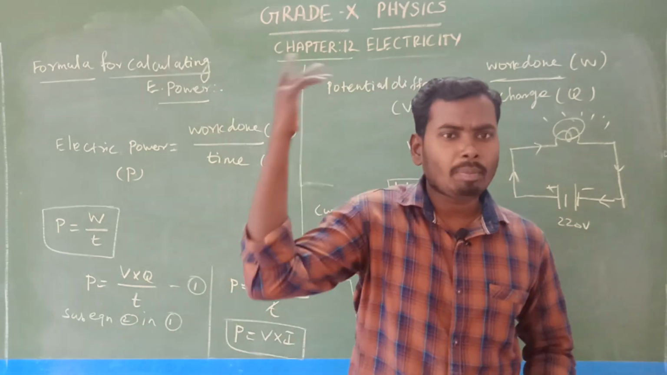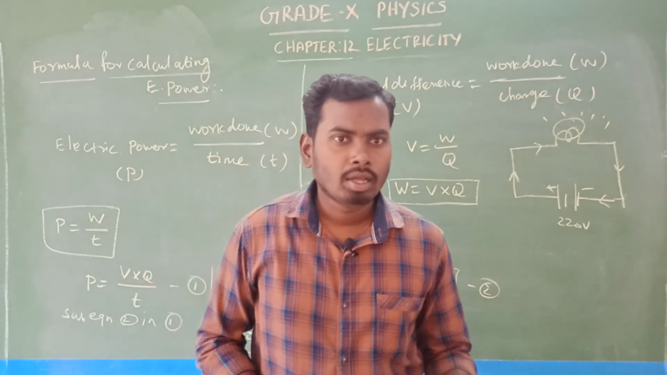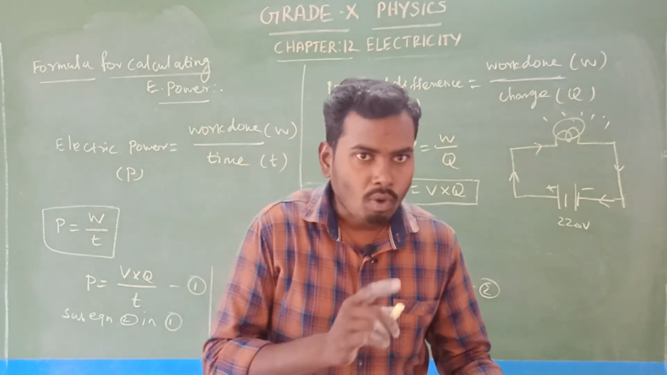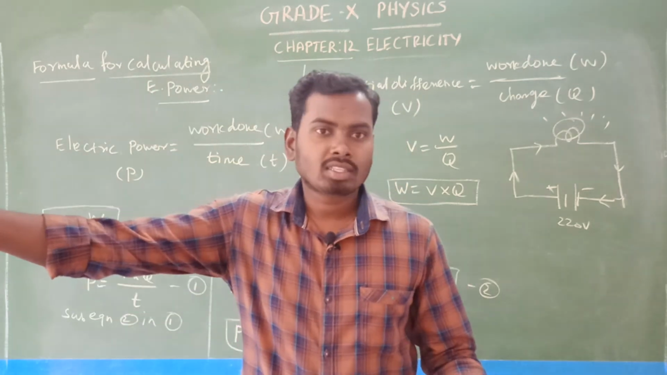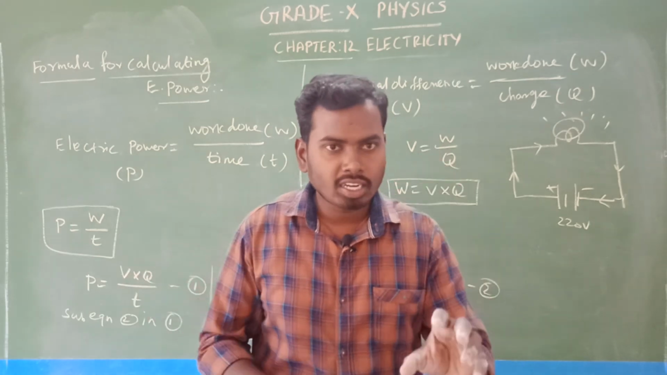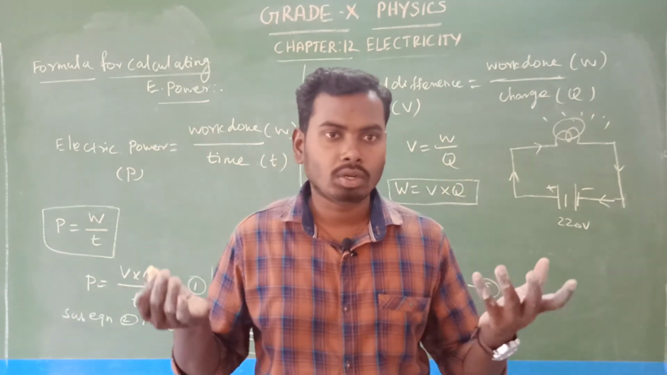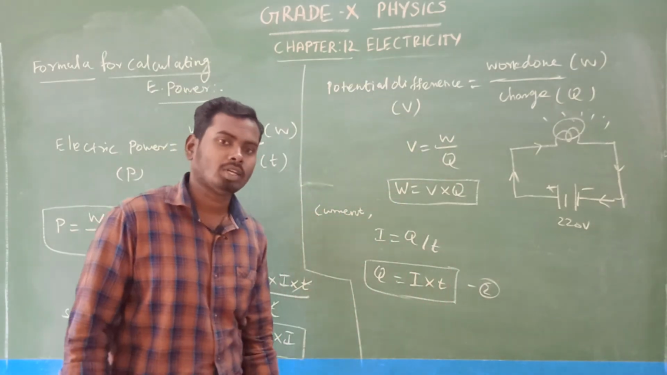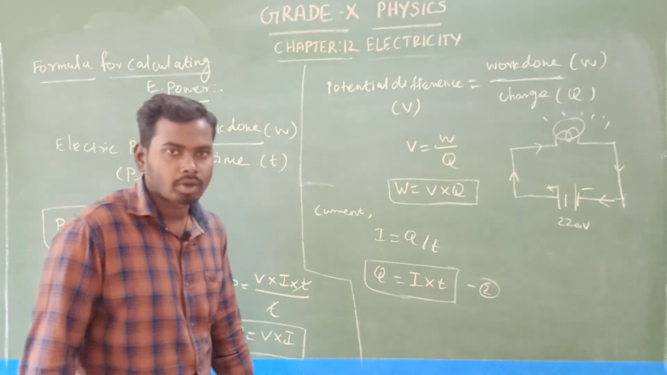All electrical appliances are functioning because of what? Because of current. What causes current? Potential difference causes current. So the multiplication of potential difference and current is equal to power. That's all, students. Okay, shall I explain in Tamil?